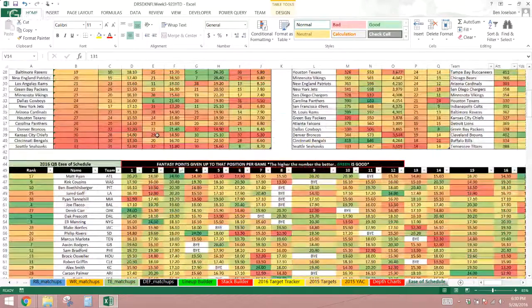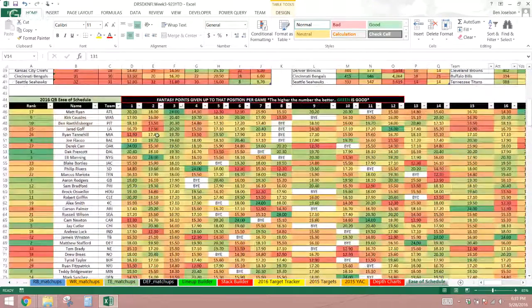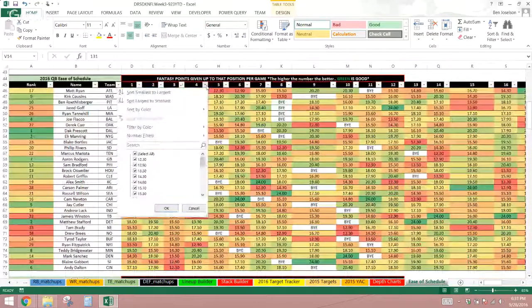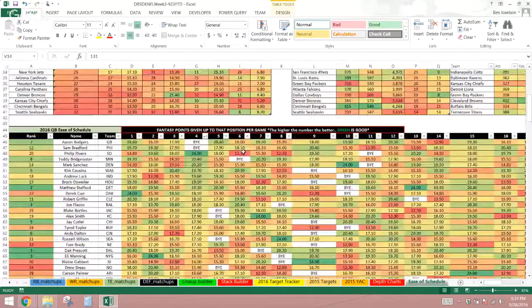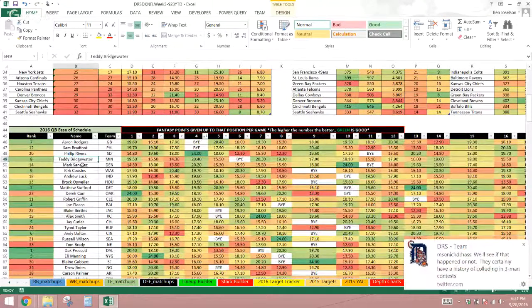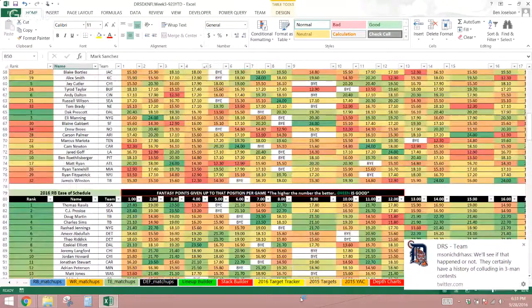So week 3 was Matt Ryan. He had a great week. Week 4, let's see what that would be. That would be Rivers, Bridgewater. Well, Bridgewater's not there. It would be Bradford, and then Trevor Siemian. So all new starting guys.